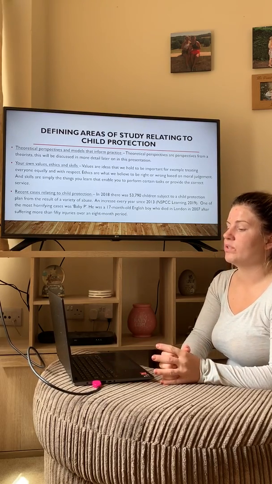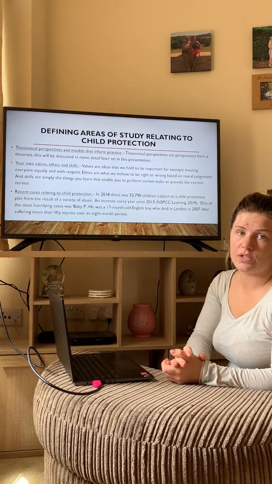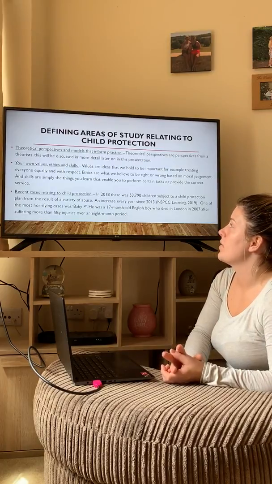Theoretical perspectives and models that inform practice. I haven't gone into too much detail here because we do go on that later on in the presentation, but they are perspectives from theorists.